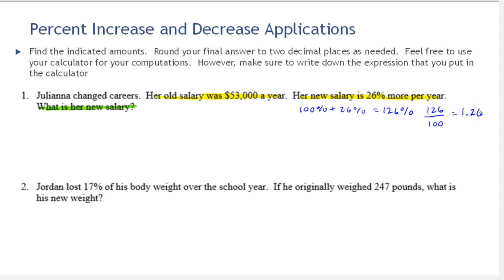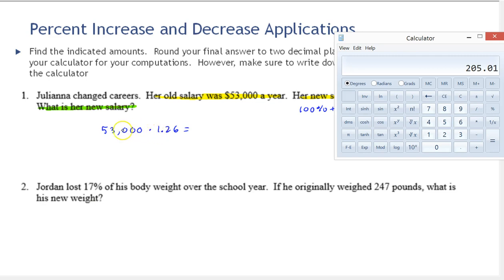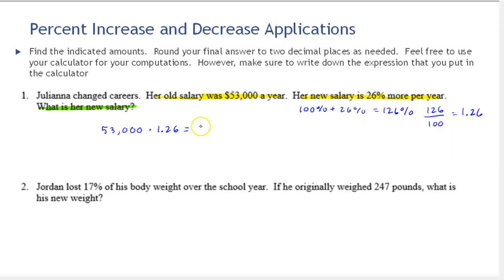Okay. So to find her new salary, her new salary is 1.26 times as large as her old salary. So again, since it's greater than 1, the 1 is going to be 53,000, and then we also multiply by that 0.26 to add on the 26% increase. 53,000 times 1.26 gives us 66,780. So her new salary is $66,780. Let's look at the next one.